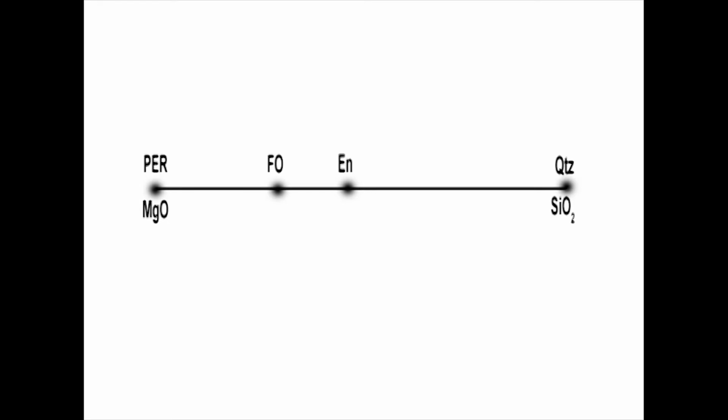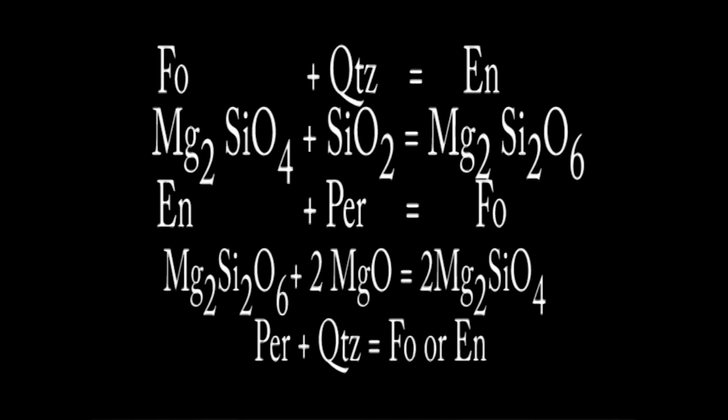Reactions in chemographics. We can use chemographics to infer reactions. For example, see the straight line on the screen where we can see MgO, periclase, forsterite, enstatite and quartz. Now we can see how many possible reactions occur. Say, for example, forsterite plus quartz gives rise to enstatite: Mg2SiO4 plus SiO2 gives rise to Mg2Si2O6.